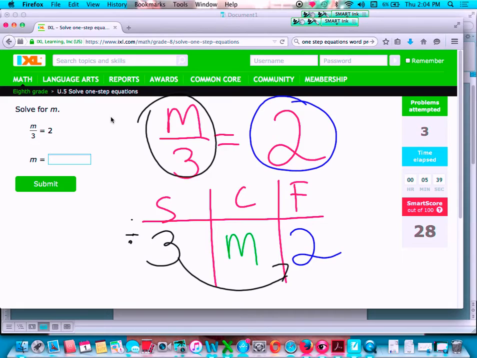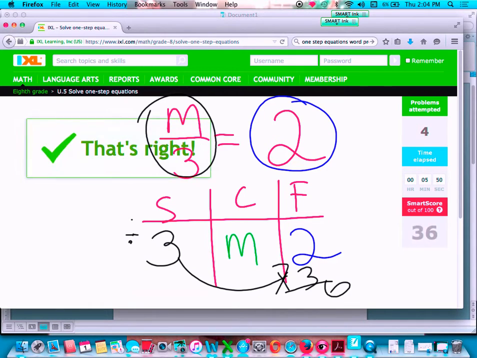So we need to find out, what can we divide by 3 that's going to give me 2? So I do the opposite, which is 3 times 2. And 3 times 2 gives me 6. So I know my answer there is 6.